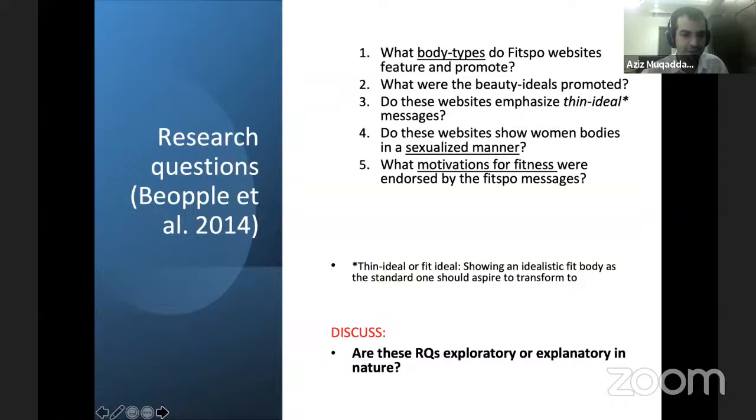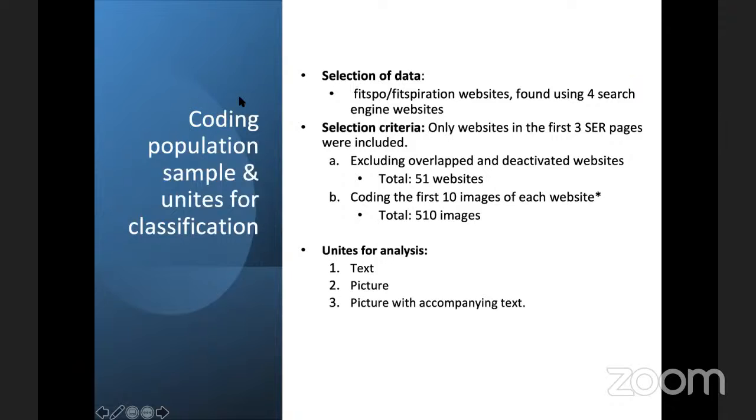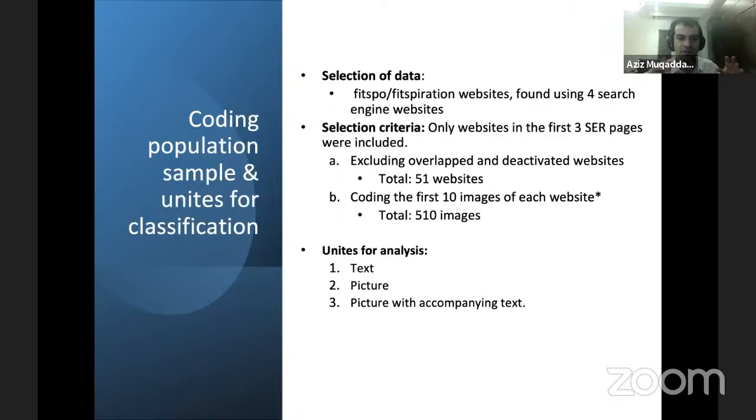Okay, and so now some technicalities. So these were the steps. Remember about selection of data and everything. So how they did it is they searched FITSPO or FITSPiration. Actually, I made a mistake here. There were three search engine websites. So they used Google, Bing, and Yahoo, and searched for FITSPO and FITSPiration.